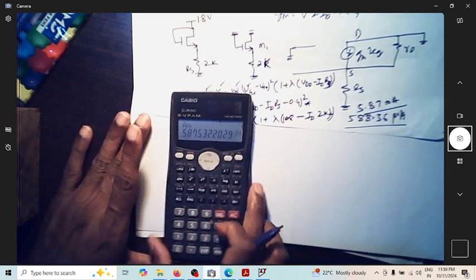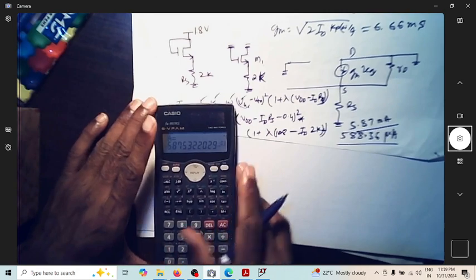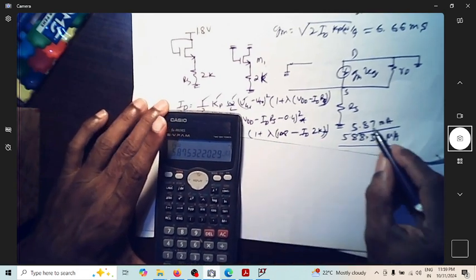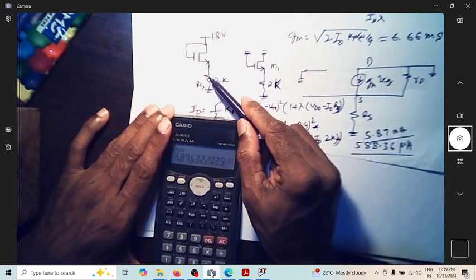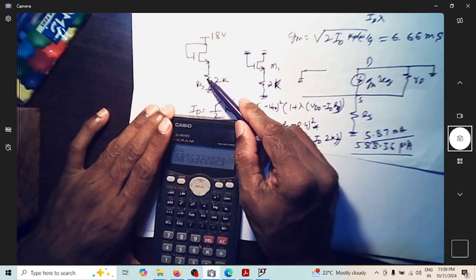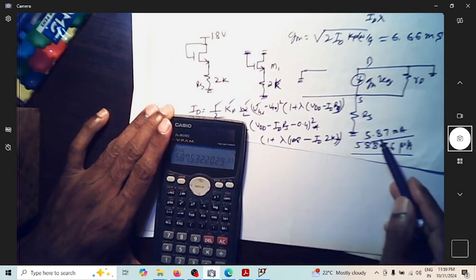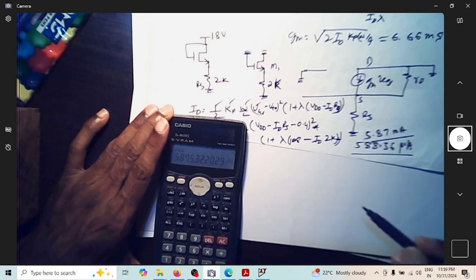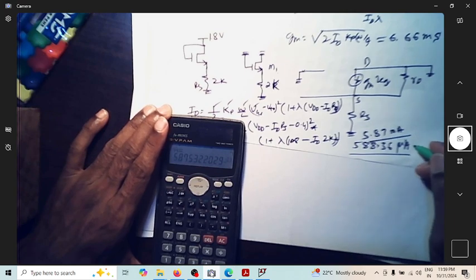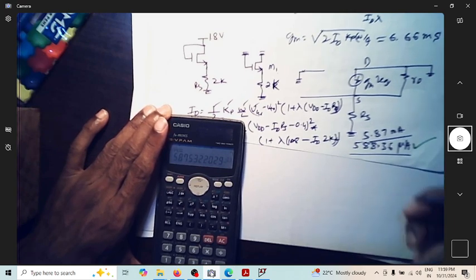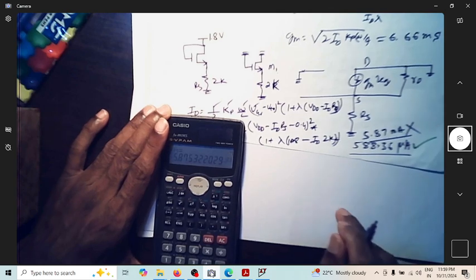So now we need to discard one of them. Which one to discard? If you can see, if 5.87 milliampere flows through this, then the drop is 10 volt or 11 volt, something, which is not possible. So that's why we are discarding this value. We consider only this value, so this 5.87 is discarded.